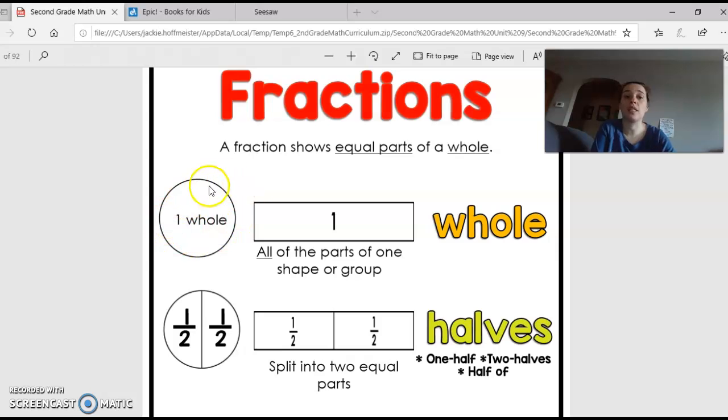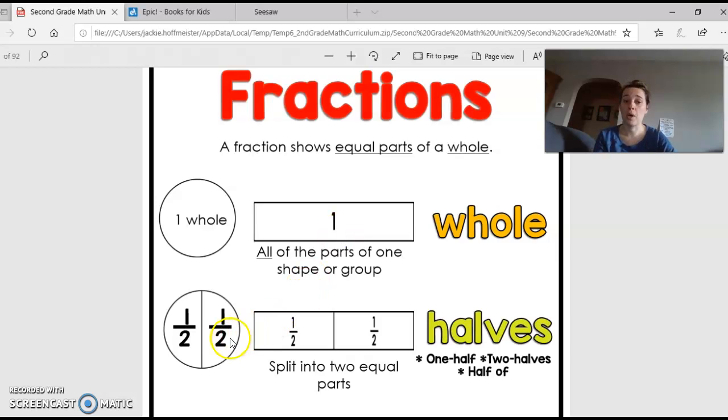So if you look at this circle, it's one whole. There's no parts cut into it. It's one whole, the whole thing. All of the parts of one shape or group, one whole. Same with this rectangle. This rectangle is one whole. It's not broken into any parts. It's one whole. It's the whole thing.